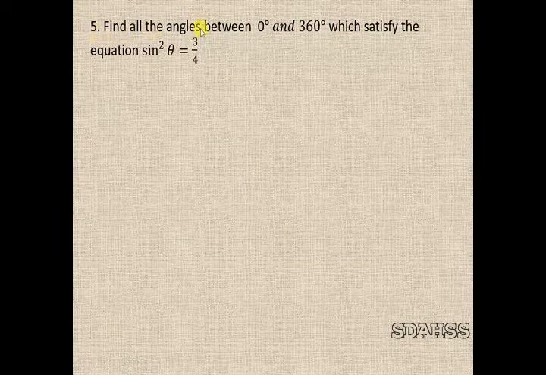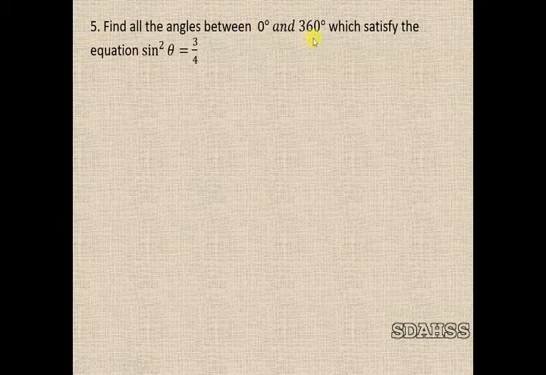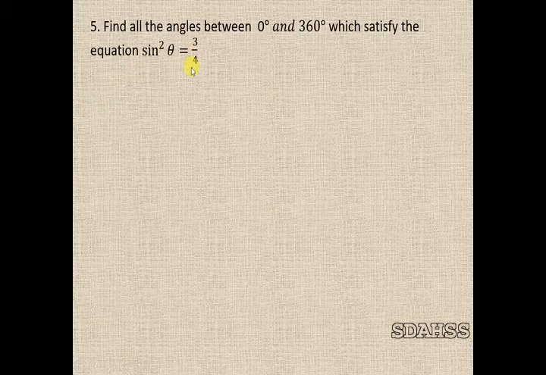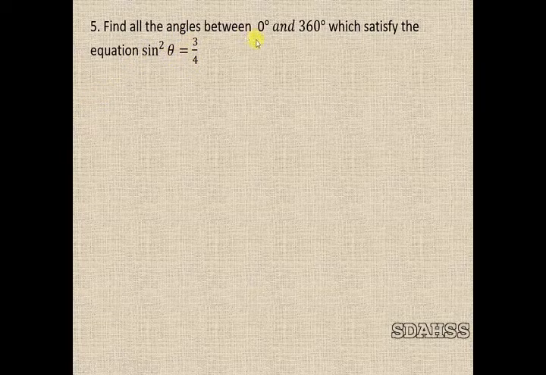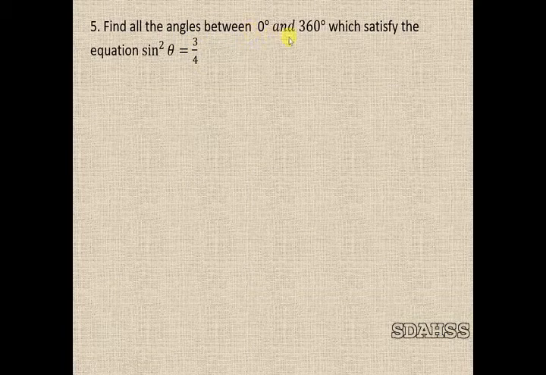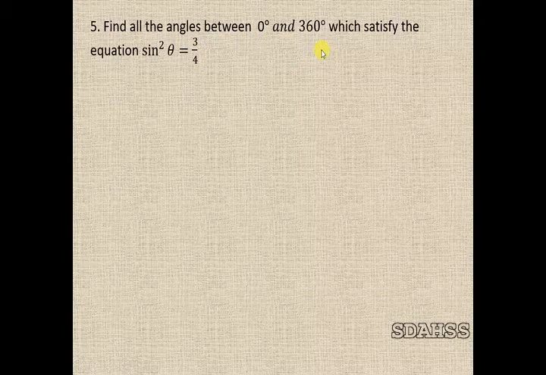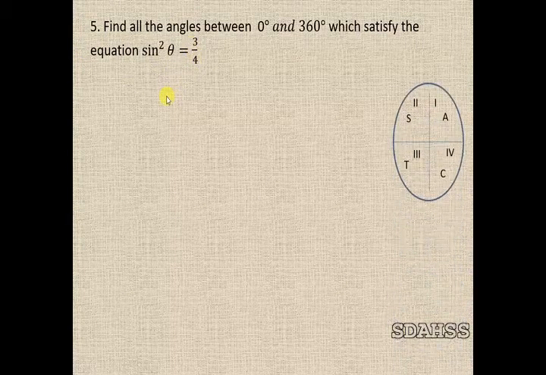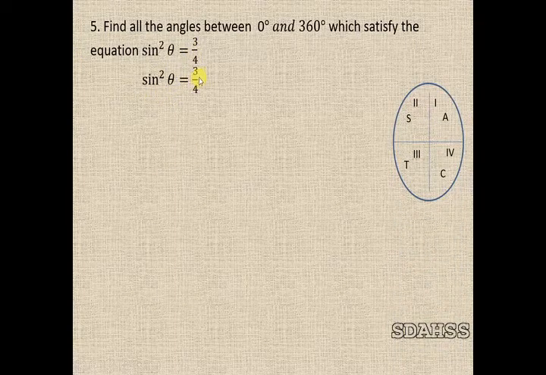Fifth sum, find all the angles between 0 degree and 360 degree which satisfy the equation sin square theta is equal to 3 by 4. Consider sin square theta is equal to 3 by 4.